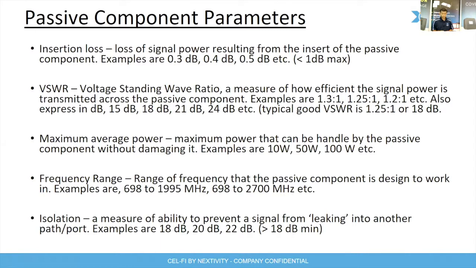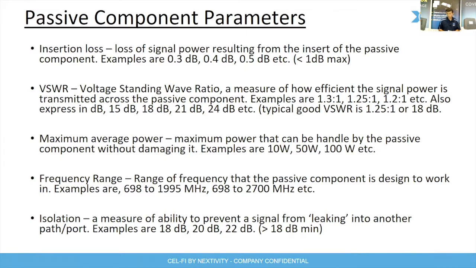So that's VSWR. The next performance metric is the maximum average power. This is the maximum power the passive component is designed to operate without damaging it. So it's very important. You need to know what is your max power coming into your input port and then select a higher power rating for the passive devices, because you do not want to damage your passive devices when your input signal is working at full load. Common values are around, let's say, 10 watts, 50 watts, or 100 watts.